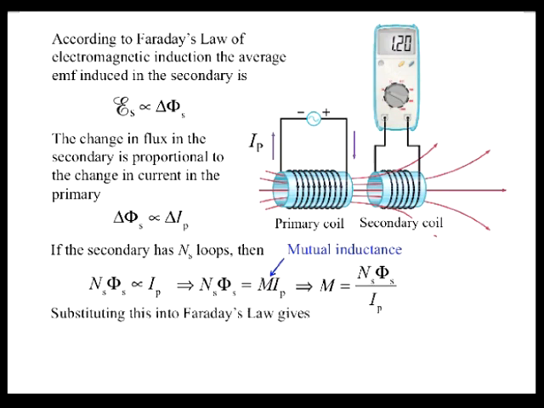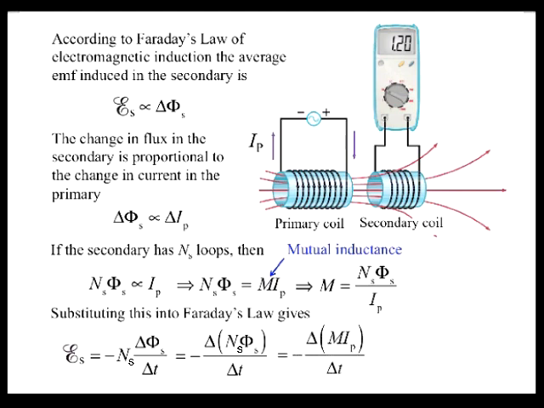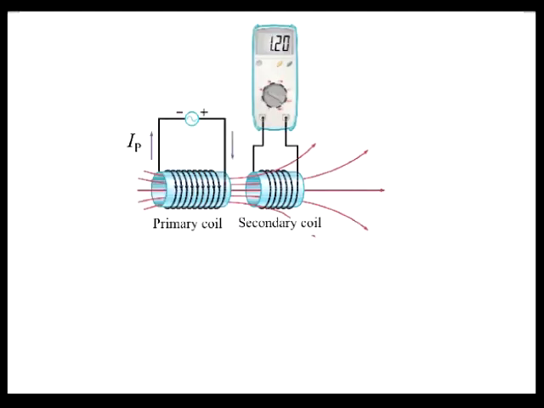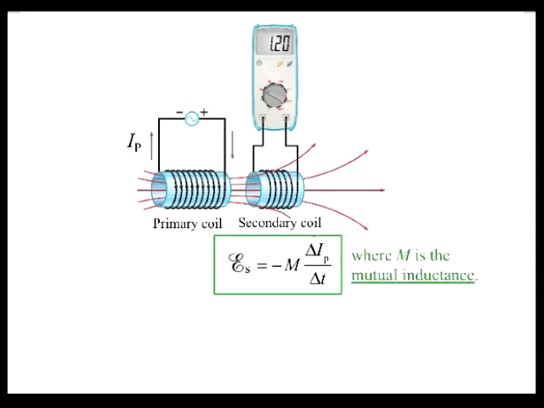Substituting this result into Faraday's law gives Es equals negative N times delta phi s divided by delta t, which equals negative delta N phi s divided by delta t, which equals negative delta M Ip divided by delta t, which equals negative M delta Ip divided by delta t. So Es equals negative M times delta Ip divided by delta t, where M is the mutual inductance. The units of mutual inductance are volt times second divided by amp, which is equal to the Henry, or H.